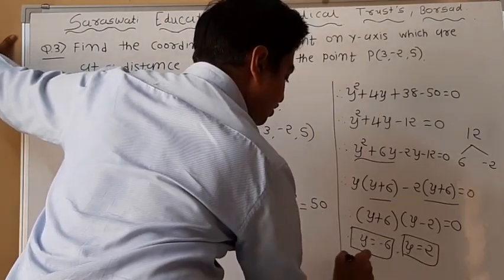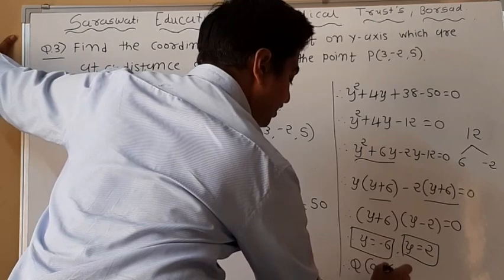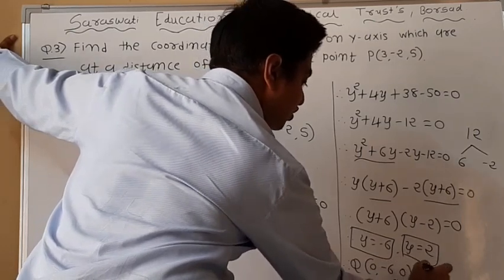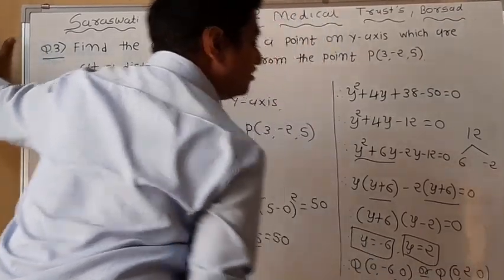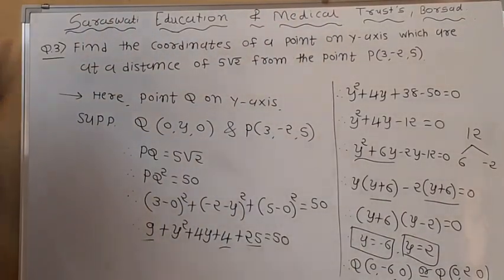So therefore Q has coordinates (0, -6, 0) or (0, 2, 0). Clear?